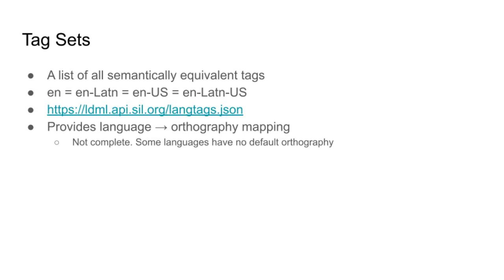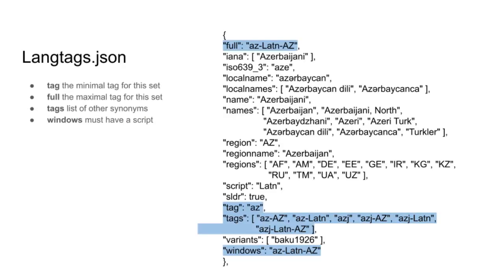So let's have a look at langtags.json. If you haven't seen it, I commend it to you. What you have is basically a JSON file with just a list of records. In the records, you have a bunch of fields. The fields are sorted in alphabetical order. So I'm going to highlight a few bit by bit so we can look at them. The tag one down the bottom there, that is the minimal tag. And up the top, there's the full tag. And then there is the tags, which is the list of all the other tags that are equivalent.